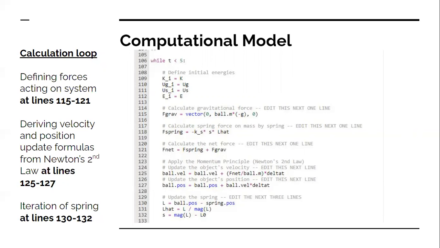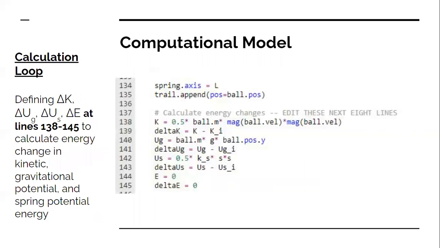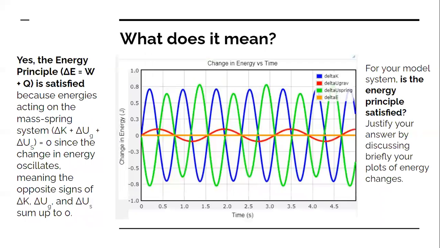Now in our calculation loop, we also need to define the net force and set the initial energies equal to their final energies. Our net force is the sum of the spring force plus the gravitational force. We set our gravitational force equal to 0, negative mg, 0, since it's near the Earth's surface. And we set our spring force equal to negative k times s times L hat. At the bottom, where we have lines 130 to 132, we just do some iteration of what we had for the spring earlier in our initial conditions. And lastly, we also need to calculate the energy changes. So we need to define delta K, delta UG, delta US, and delta E, which we do at lines 137 to 145, and we just do some reiteration of the formulas that we previously saw.